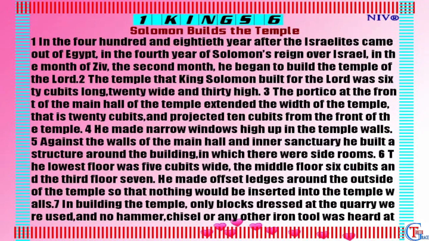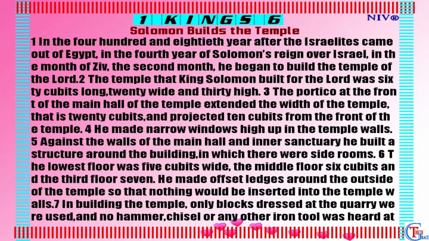Chapter 6. In the 480th year after the Israelites came out of Egypt, in the 4th year of Solomon's reign over Israel, in the month of Ziv, the 2nd month, he began to build the temple of the Lord. The temple that King Solomon built for the Lord was 60 cubits long, 20 wide, and 30 high.